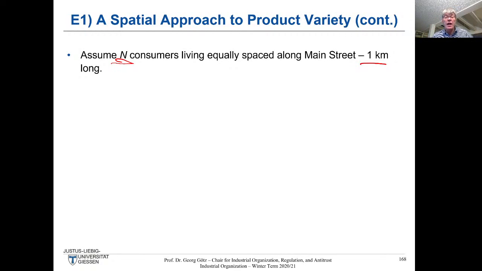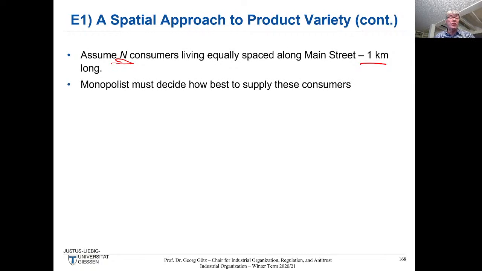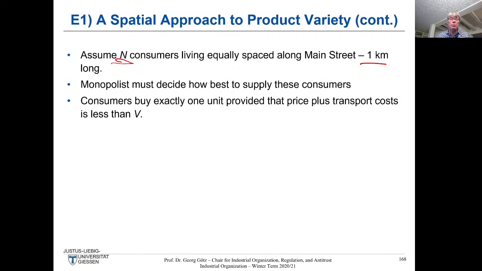And you will see on the next slide how we draw this. What we have to do next is look into the monopolist's decision problem. He or she needs to decide how best to supply these consumers, and we assume that this means, for instance, how many stores to open. And we assume that consumers have what is called unit demand. So they buy exactly 1 unit, provided that the price, inclusive of the transport cost, is less than their maximum willingness to pay, or their reservation price, which is called V here.